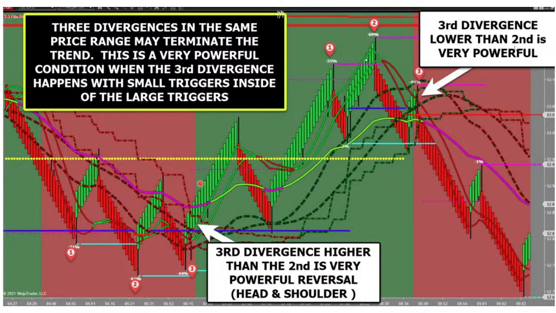There is only one instance where I will choose not to take that entry, and that is if there are 3 divergences in the same price range. 3 of those cyan, those light blue lines from a low, 3 magenta lines from a high, guys. If I see this happen, it may terminate the trend. Rule number 2 isn't met, the path isn't clear.